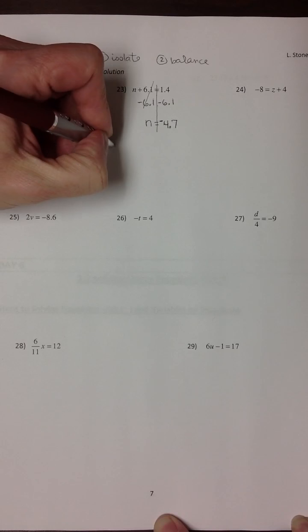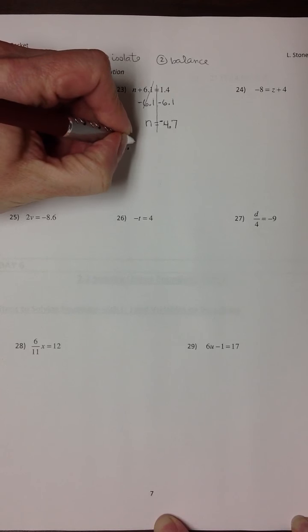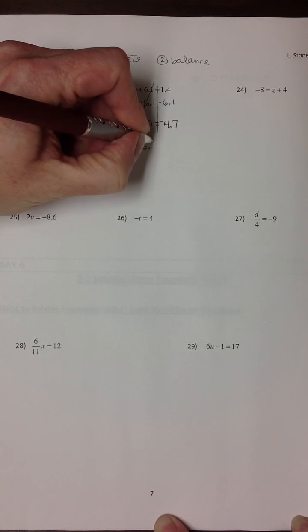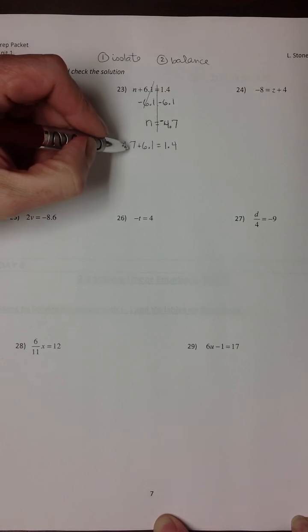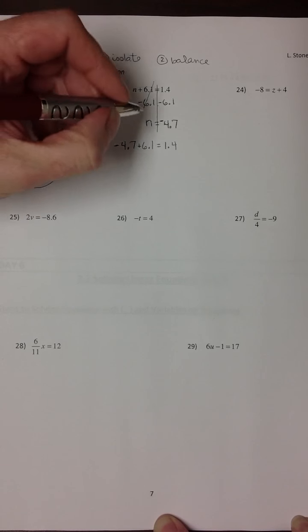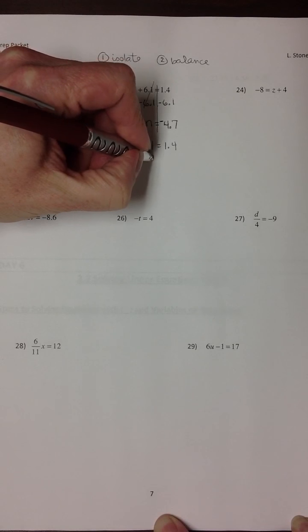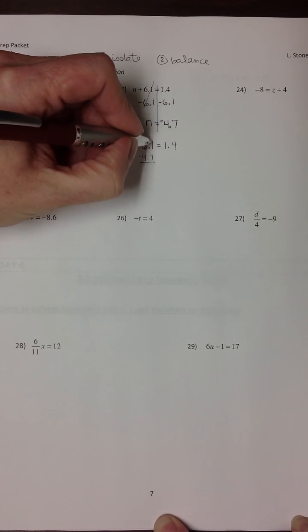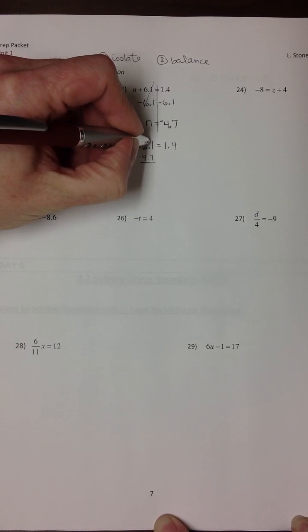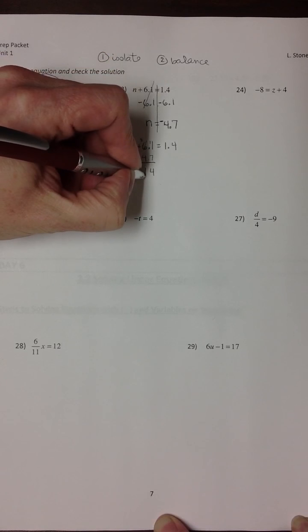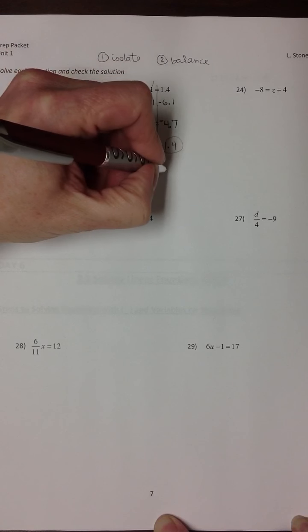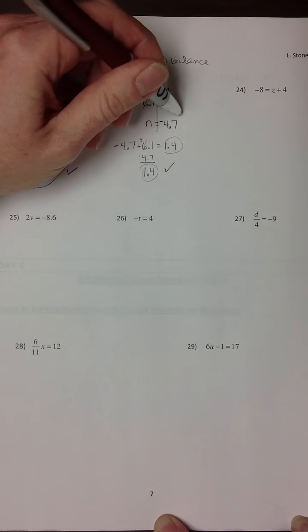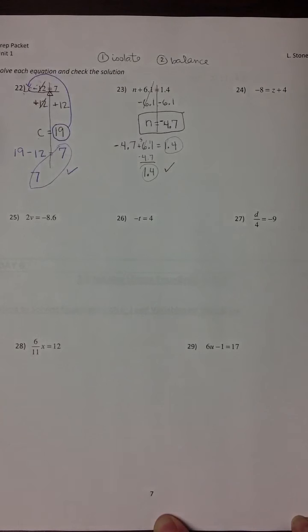Then we go back to check that. Is negative 4.7 plus 6.1 really equal to 1.4? So again, I do the left side of my equation, subtracting a 4.7 from 6.1 and getting 1.4. So in fact, these sides are equal, so I chose the correct answer. N is equal to a negative 4.7.